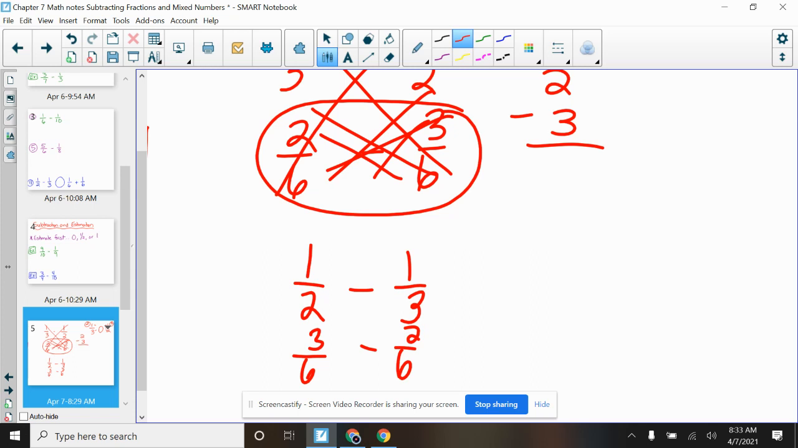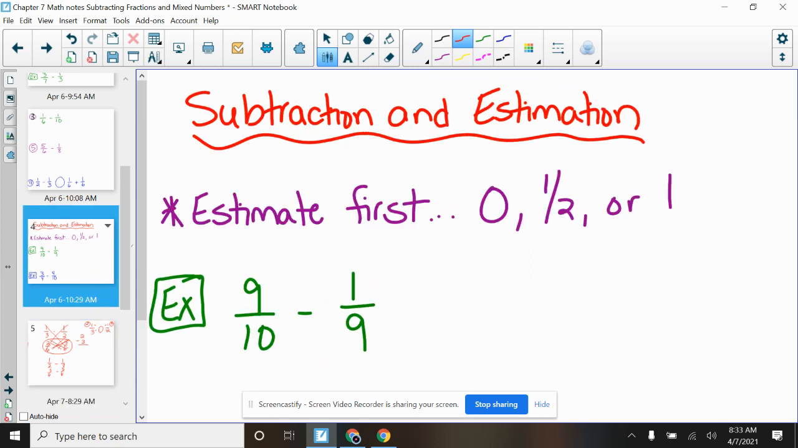Easy? Good? All right. Let's go ahead and not put this away, but close it and set it to the side for a few minutes. But you do need your notebook, because I want to talk to you about what's next. What's next is how to subtract using estimation.